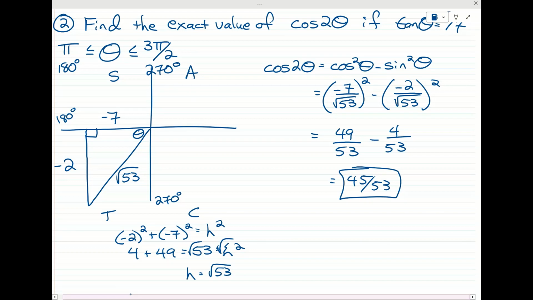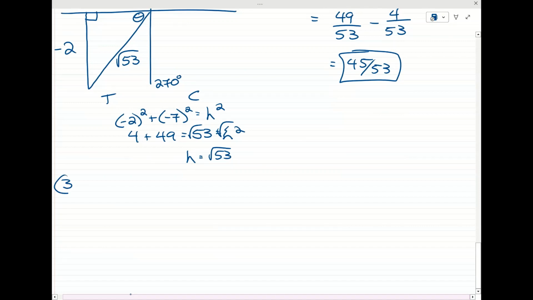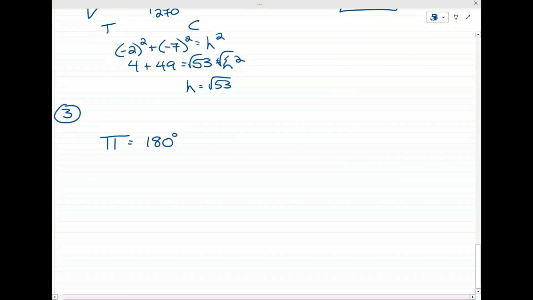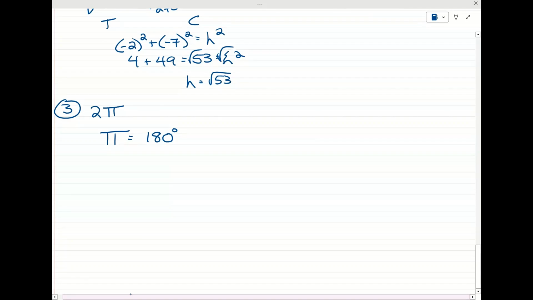This next section is a little tricky without a calculator, so I just wanted to review a couple things with you. Remember, we talked about pi, and we know that pi is 180 degrees. So there's a few other angles that you should be able to do pretty quickly. You should be able to do 2 pi, which is 2 times 180, which is 360. You should be able to do pi divided by 2. 180 divided by 2 is 90.